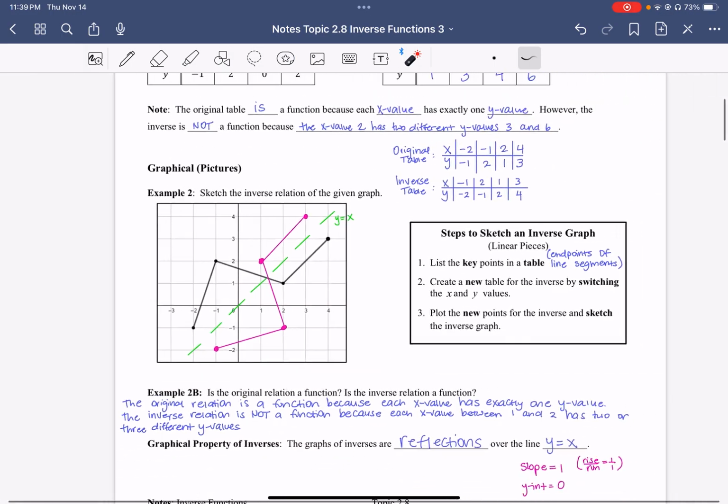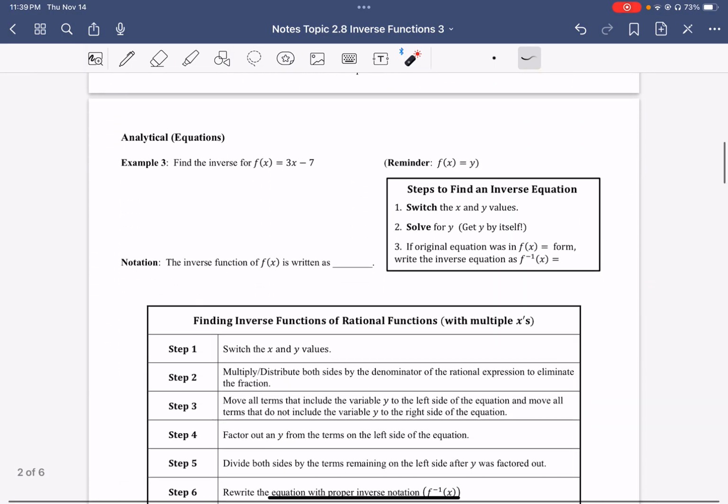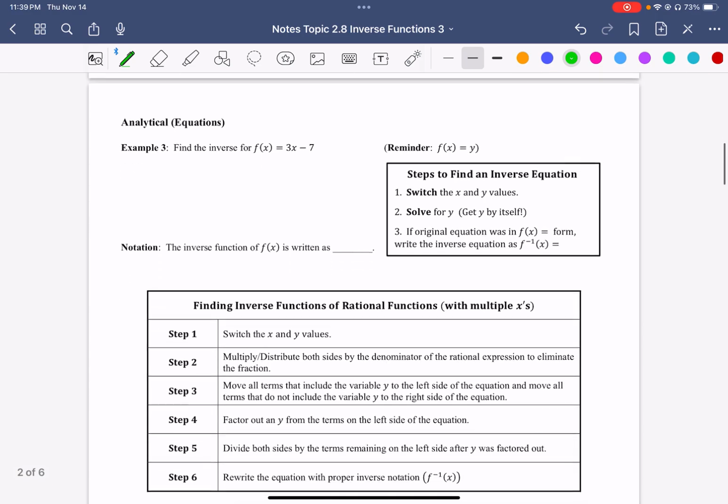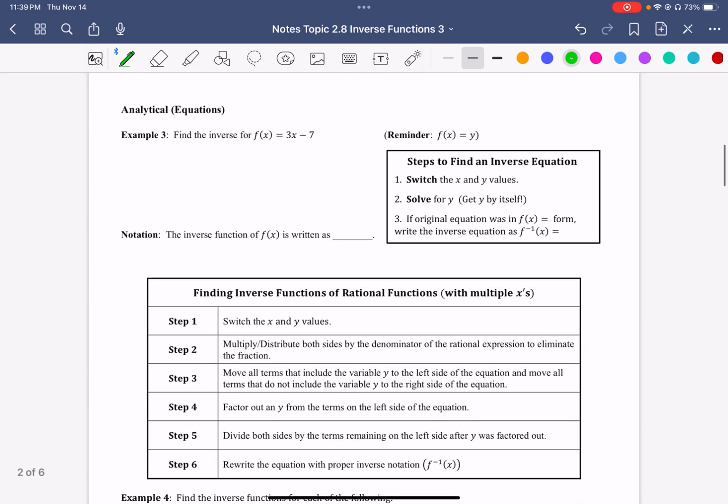Okay, let's go to the next page. So we've done numerically, we did graphically. Now we're going to do analytically, which are equations.